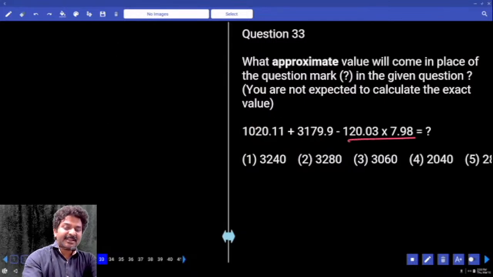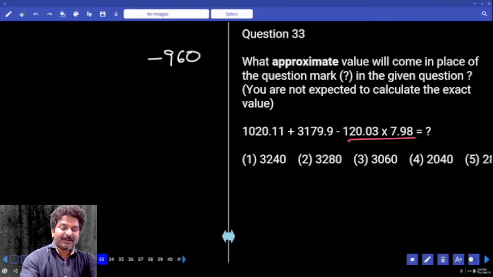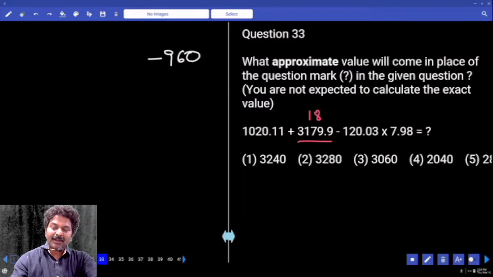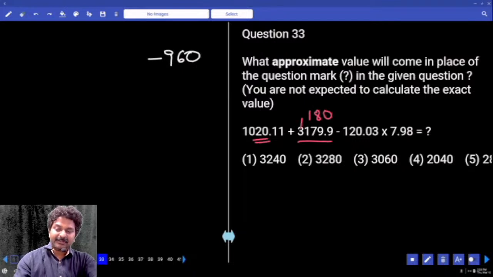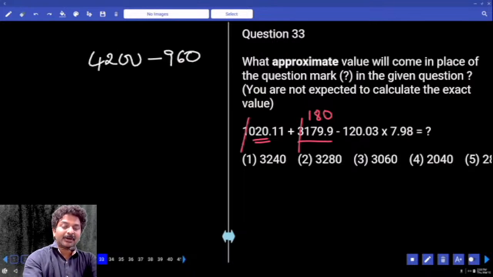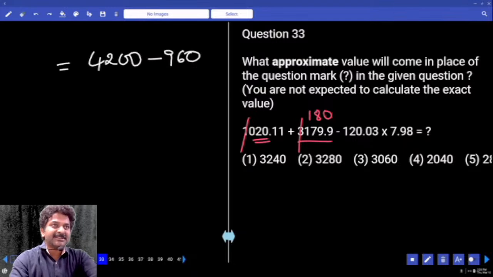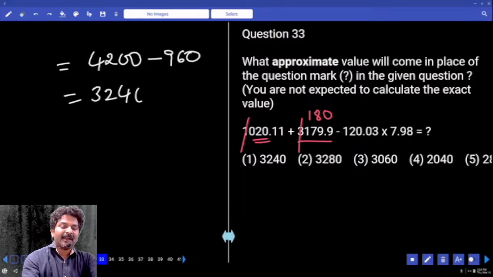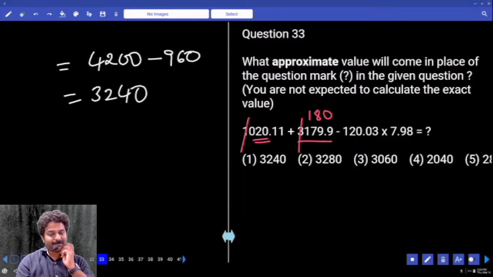128 times, that is 960, which is a negative number. Agreed? This is 180 and then 20, 200. 3000 plus 1000, 4000 and 200. From this we have to subtract 960. Subtract 1000, add 40 later. Subtract 1000, 3200. Add 40 now. 3240.